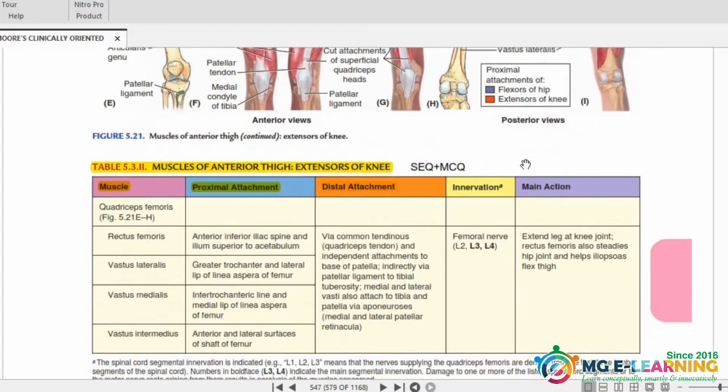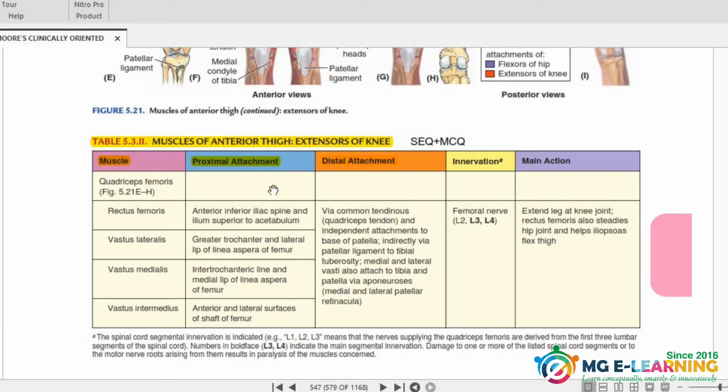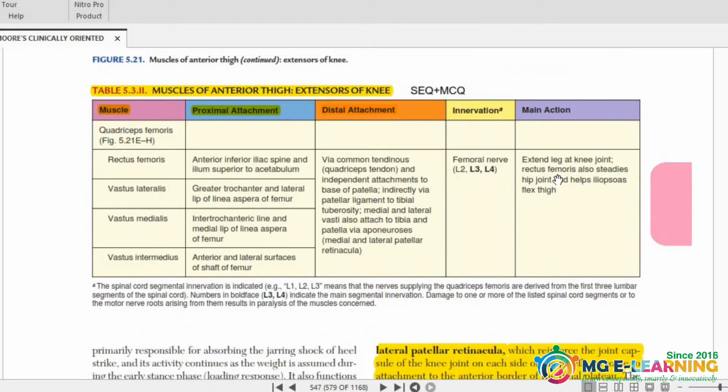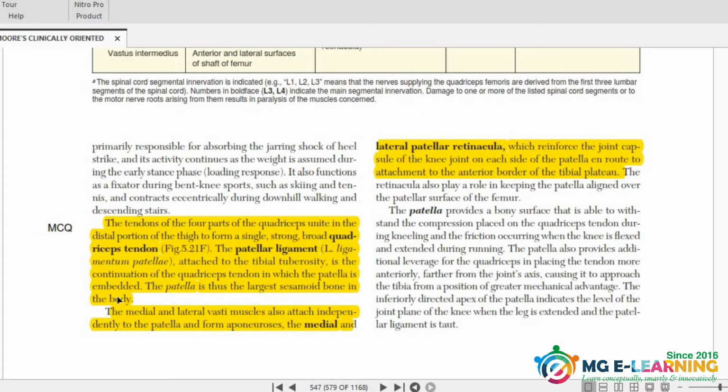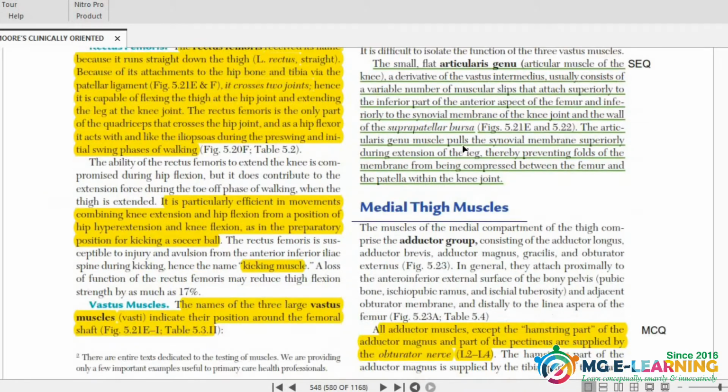And this one is the extensors of the knee, same. You have to know their names, origin, insertion, innervation and their actions. Now next one is the quadriceps tendon, also known as the patellar ligament. It is important for SCQ and MCQ point of view. You have to read this highlighted paragraph.